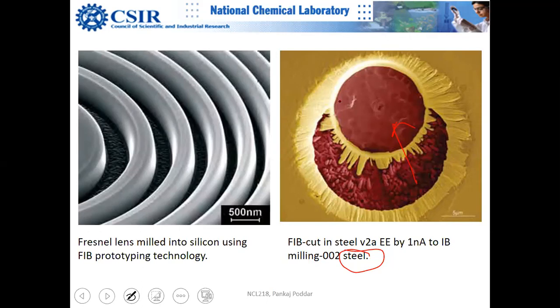You can see how beautiful it can be. But NCL students may not be interested in doing these things unless you are an engineer. You can, for example, make a Fresnel lens. You can make, in fact, a grating inside the SEM.